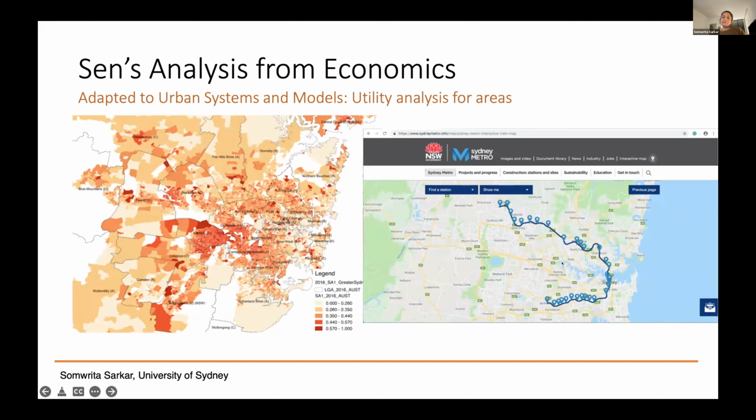And so here is a really neat example. This is the new metro rail that is proposed for Sydney. And traditionally for Sydney, the north and the east are very well off, and the south and the west are relatively less well off, right?